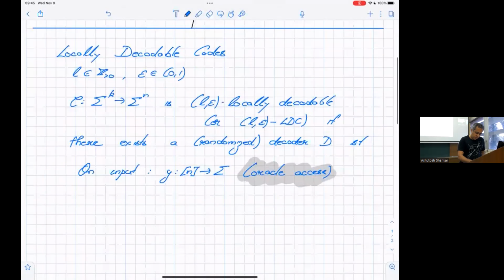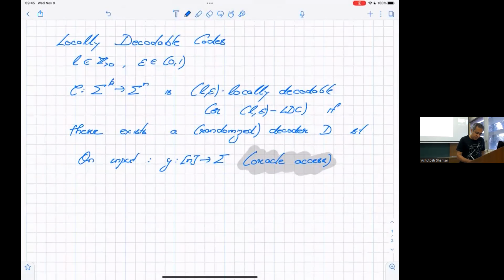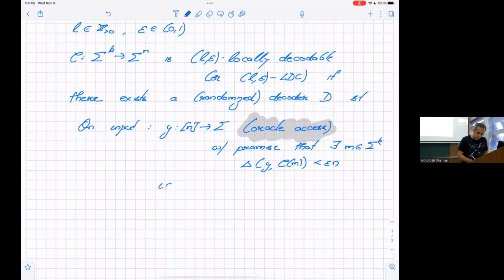Oracle access with the promise that there exists m in sigma^k such that the distance delta(y, C(m)) is less than epsilon n. So you promise that there are not too many errors. Then you're also given an explicit input, an i in [k].